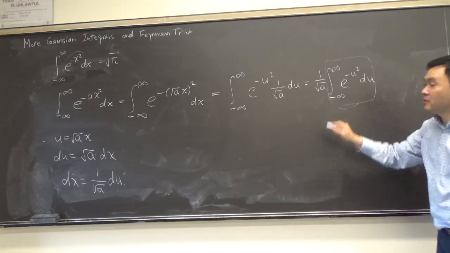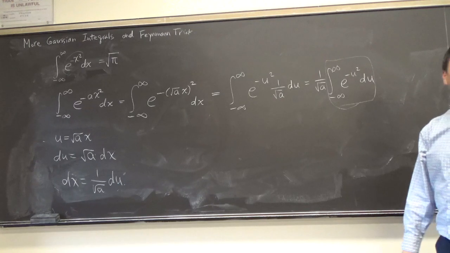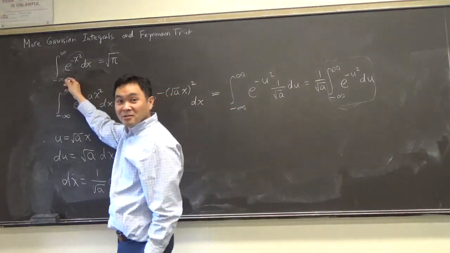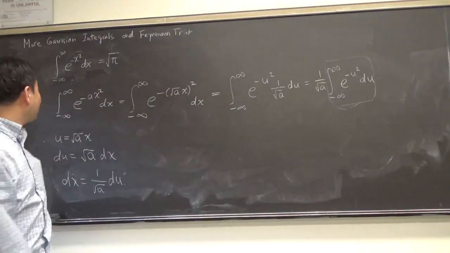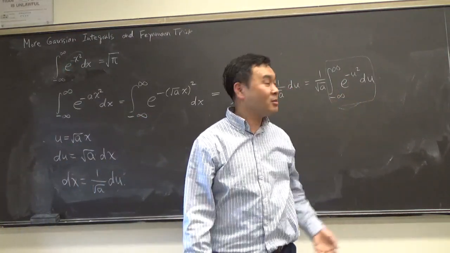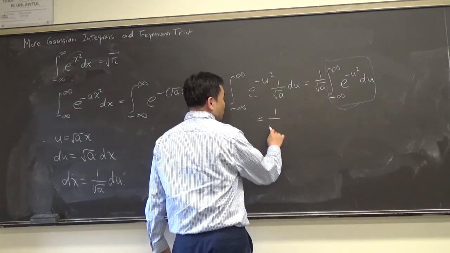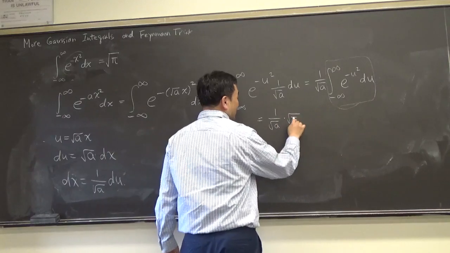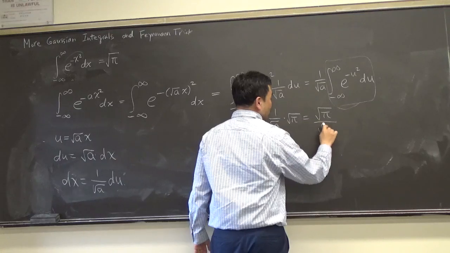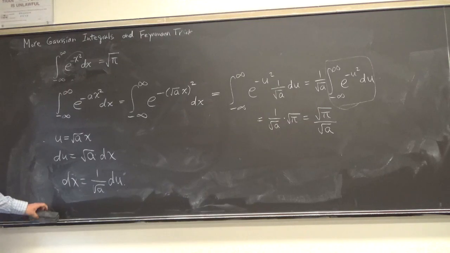What's this value? Square root of pi. It's exactly the same as the first one, right? The only difference is here I have x, here I have u. It's the same integral, right? So we know that it's 1 over square root of a times square root of pi, which is equal to square root of pi over square root of a. So that's the answer to this one.